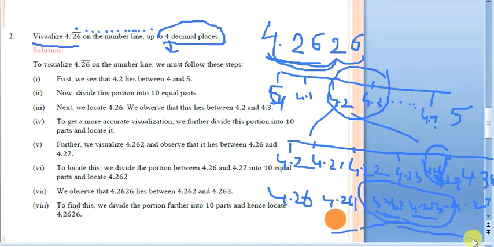Like that, at every stage we have to look at our number and take the numbers in between which it is going to lie accurately. So we have to follow the step-by-step method. We also have to write the description, whatever we are doing, in sentence form. Now let us look at the number line after locating it.